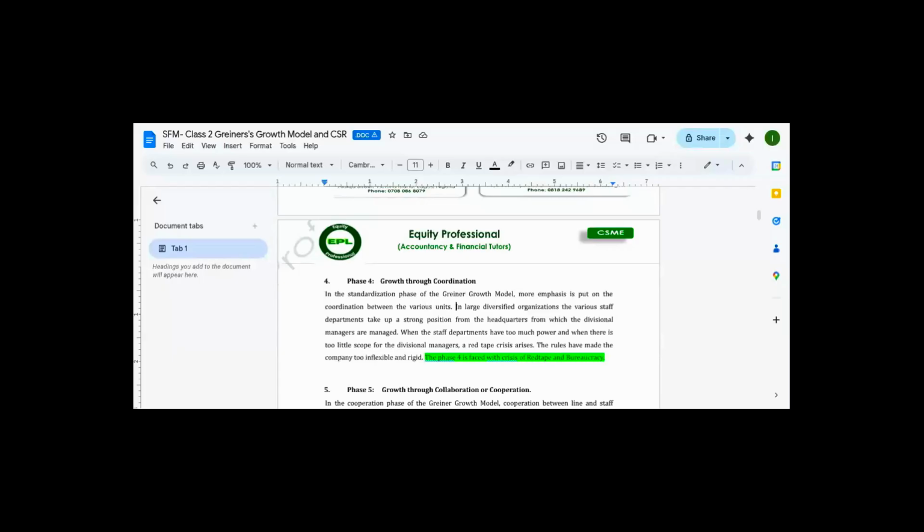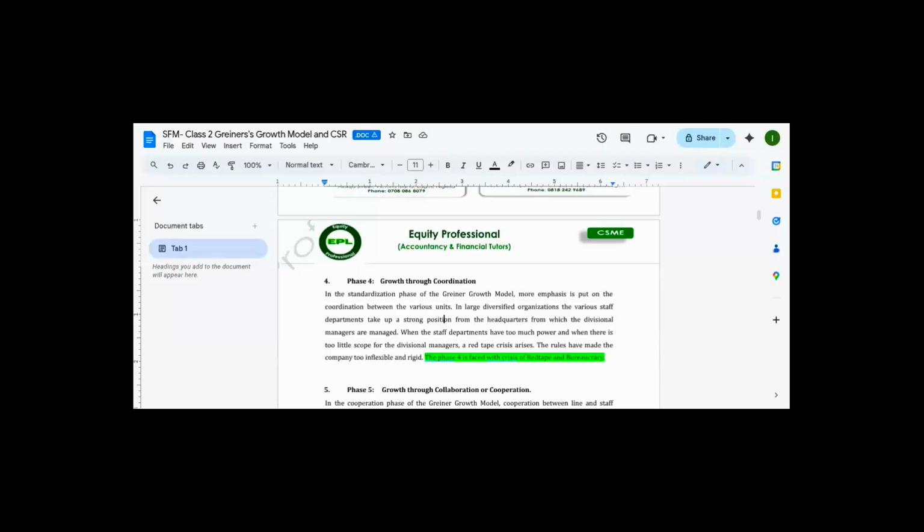So at this phase, in a large, diversified organization, the various staff departments take up a strong position from the headquarters. That means at this phase, the headquarters puts in place a very strong, innovative, and networking strategy that will make coordination very easy. All the diversified organization structures and units report to the headquarters. Their activities are monitored.